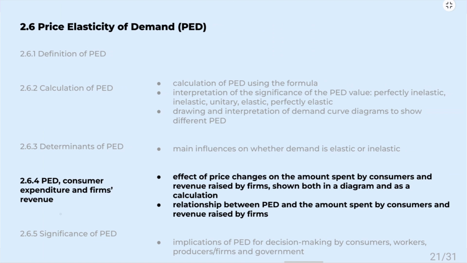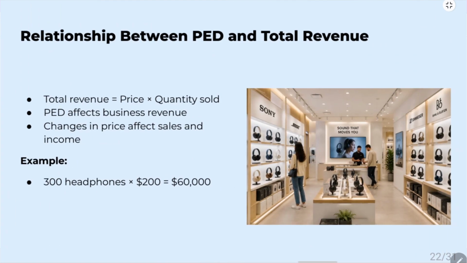Now let's look at the relationship between price elasticity of demand and total revenue. Total revenue is the total amount of money a business receives from selling its products. We calculate total revenue by multiplying price by quantity sold. For example, if a company sells 300 headphones at $200 each, the business will earn total revenue of $60,000.